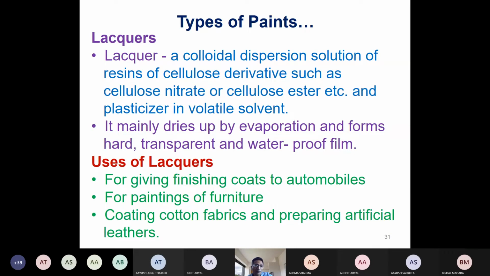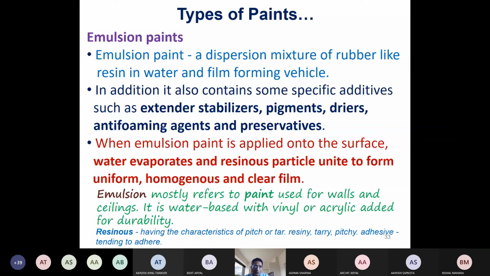Use of lacquer for giving finishing coat to automobile, for painting of furniture, coating cotton fabric, and preparing artificial leather. आजकल के देखिन्छ the materials, it looks like leather, not leather, and it is prepared. And when you use this type of paint, then that looks like leather. And types of paint again continued.